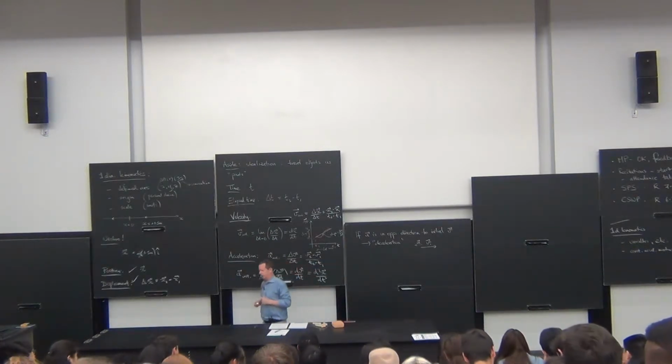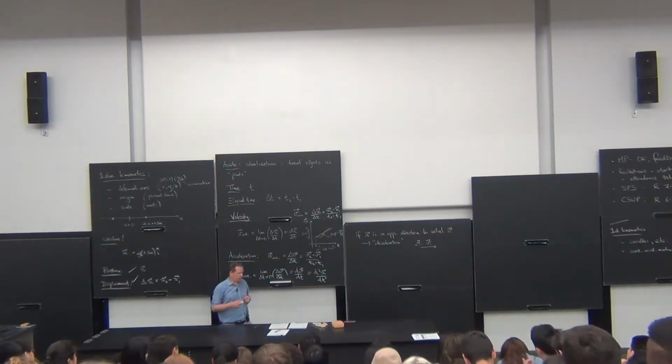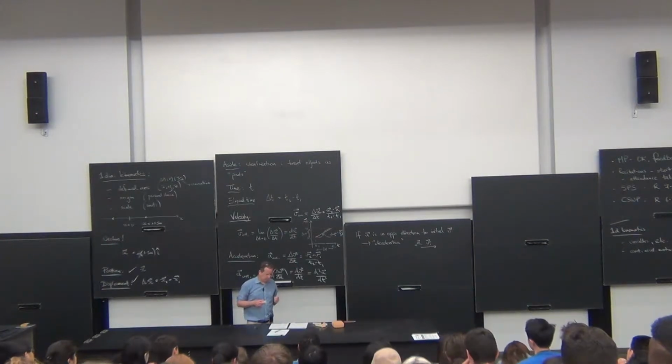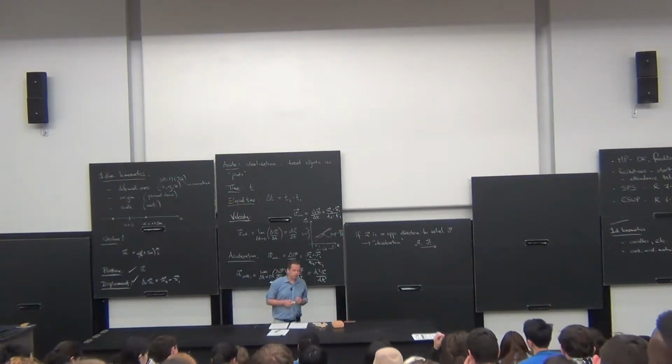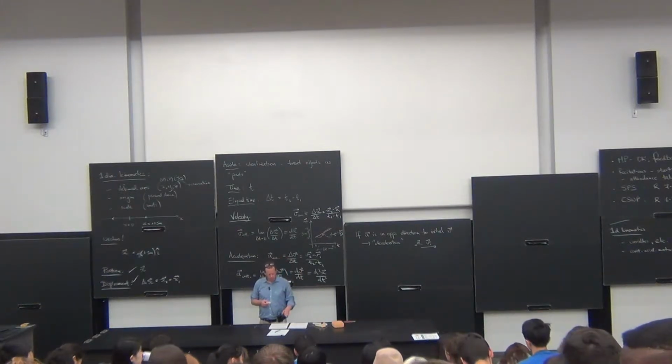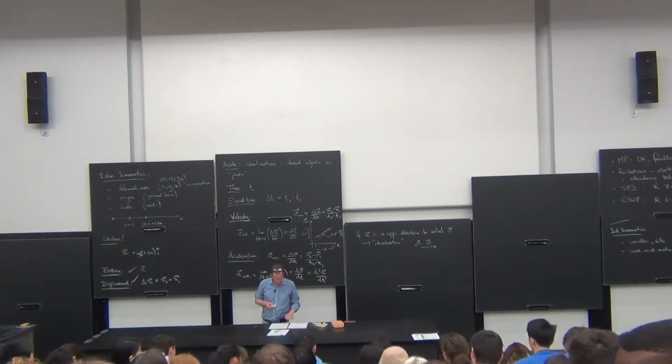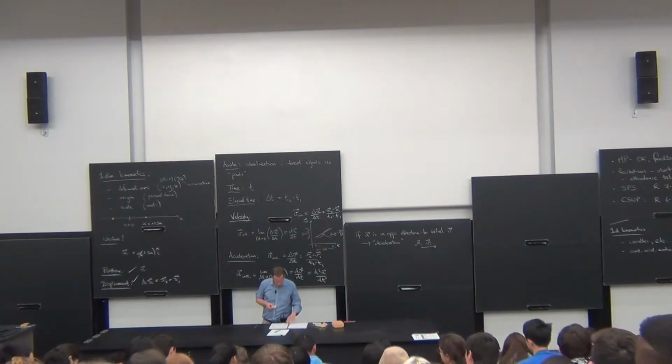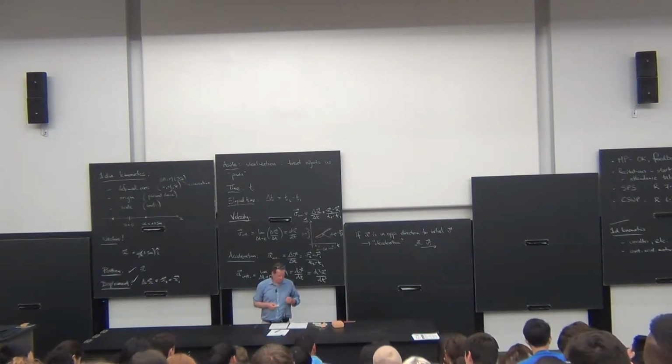I will try and avoid the word deceleration. I think it can be confusing. I'd much rather say it's an acceleration in the opposite direction to some initial velocity. Okay? So just be aware of that. Good. Okay. So we've got our list of variables.